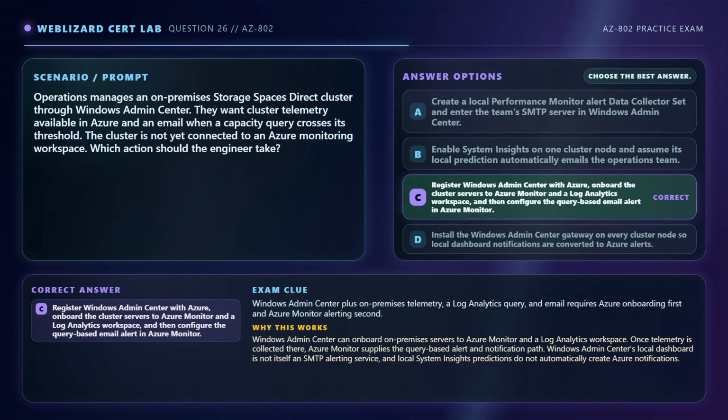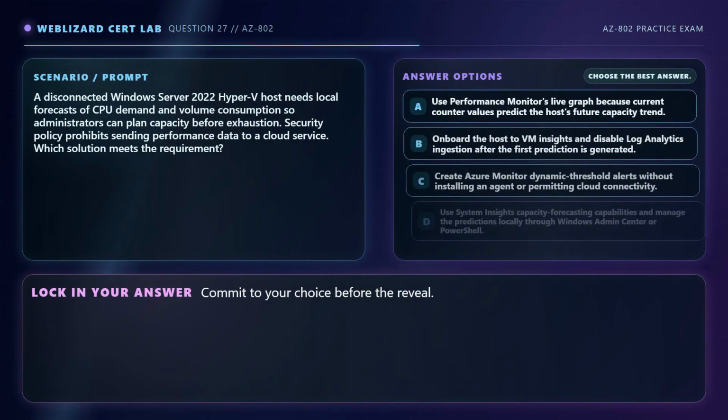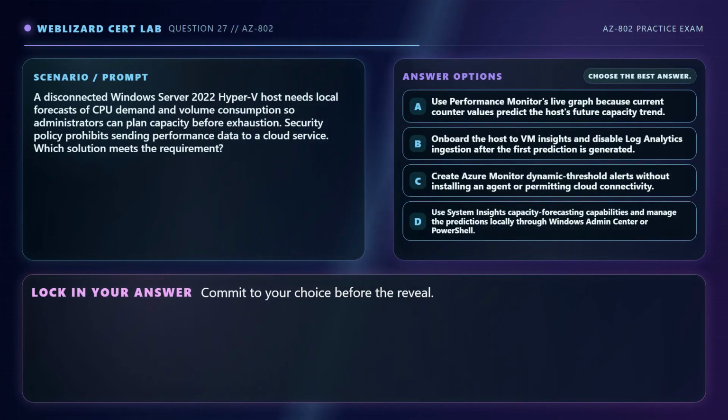Question 27 of 50. A disconnected Windows Server 2022 Hyper-V host needs local forecasts of CPU demand and volume consumption, so administrators can plan capacity before exhaustion.